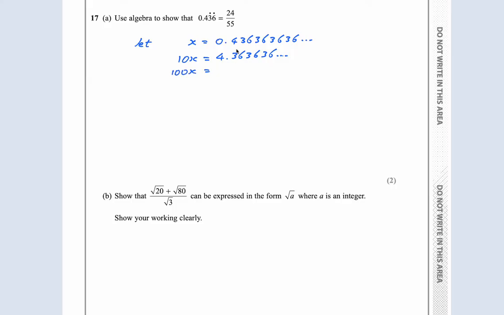So I have to go again. 100x. Now I multiply this by 100. Or sorry, this by 10 or this by 100. So it's 43.636363 dot dot dot. Is this the same? No, because this is 43636, this is 3636, and this is 63636. So it's still not the same, so I still have to go again. 1000x equals 436.363636. Okay, now the decimals are the same.